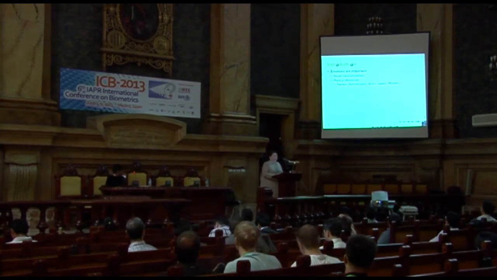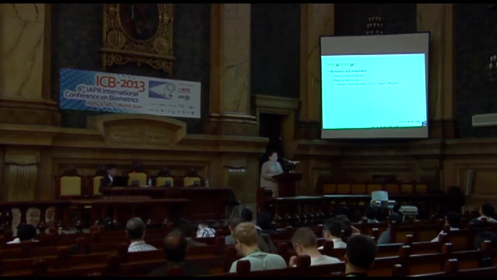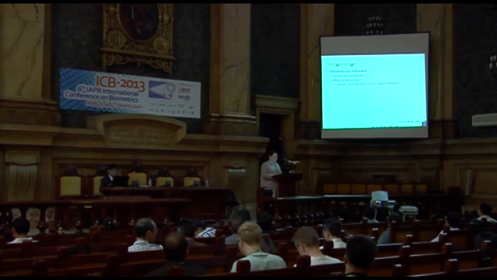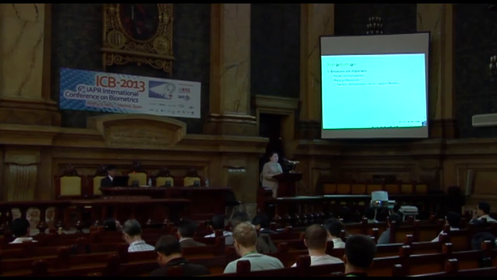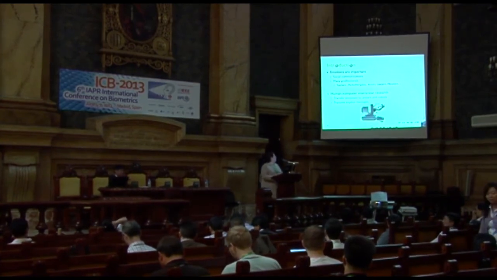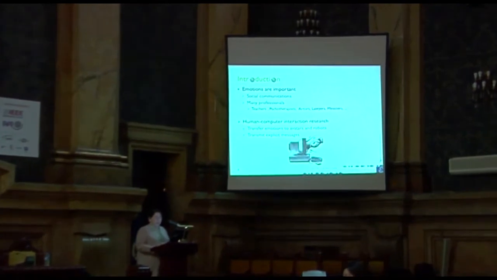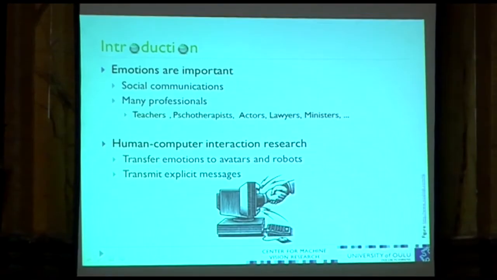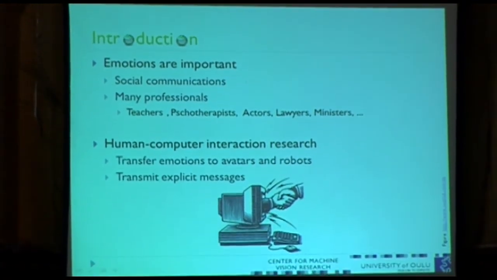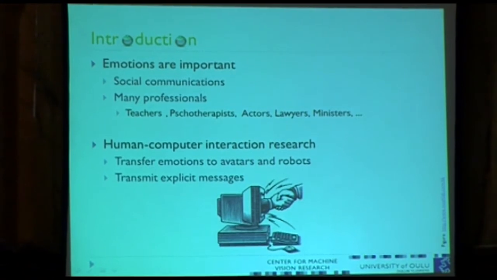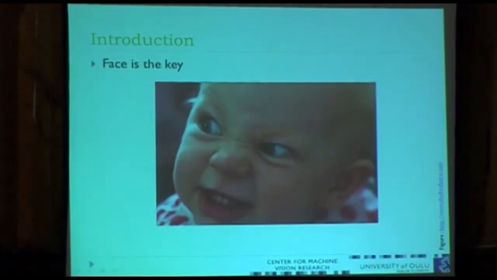We know that emotions are important. Understanding emotions plays a significant role in social communications and many professions, such as psychotherapy, education, law, and many others. But we computer scientists are also interested in understanding emotions. There is a big demand in human-computer interaction research to transfer emotions to computer-animated avatars and robots. It's also important to transmit explicit messages to computers by emotions. And face. Face is the key component in expressing our emotions, therefore, it is the key in understanding them.